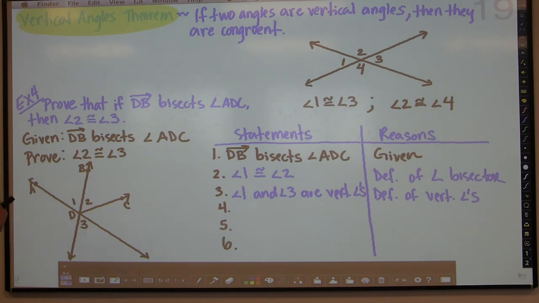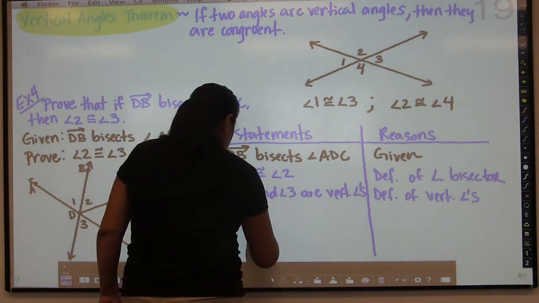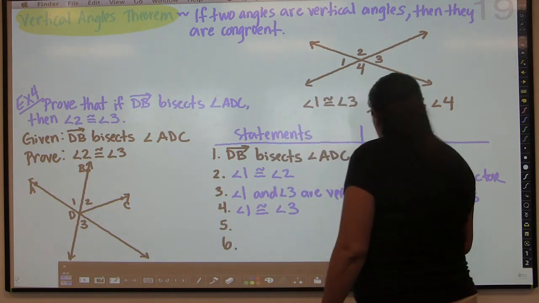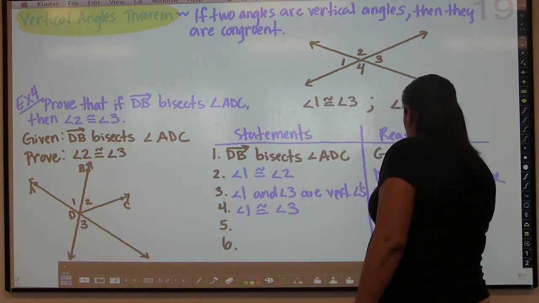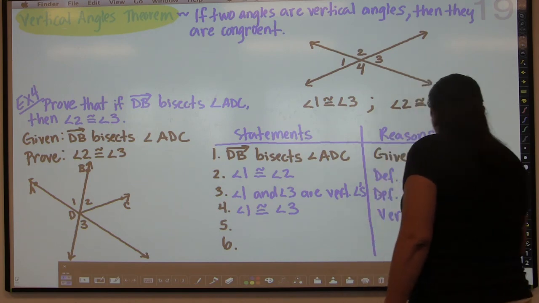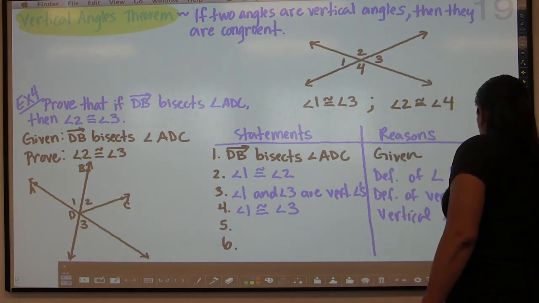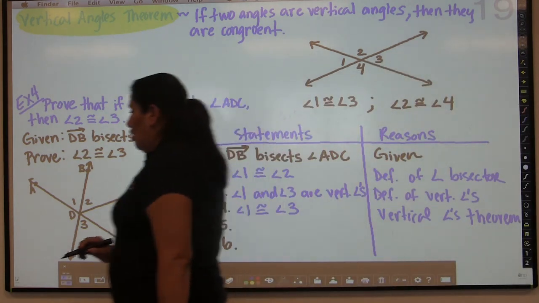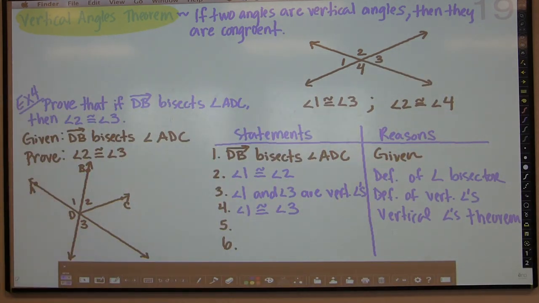Well, because we already learned in the previous theorem, which is right up here, that if two angles are vertical angles, then they are congruent. So that means that angle 1 is congruent to angle 3 by the vertical angles theorem. Okay, angle 1 is congruent to angle 3 by the vertical angles theorem.